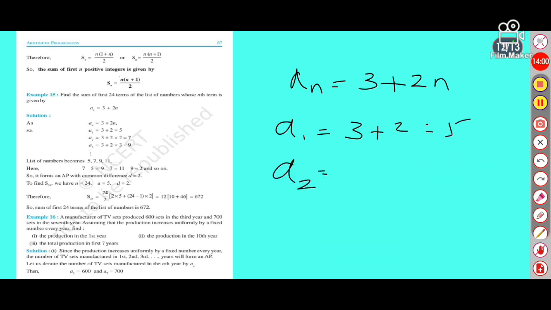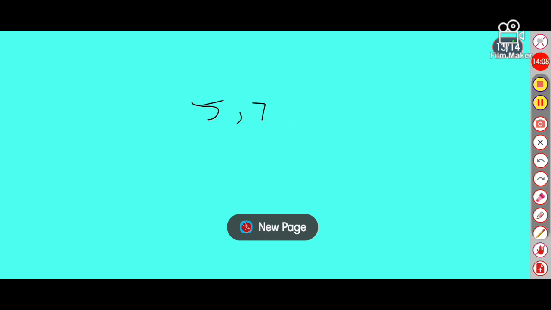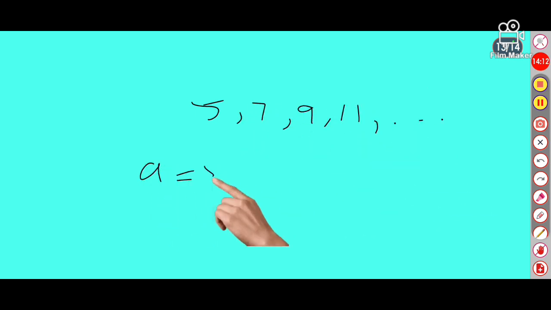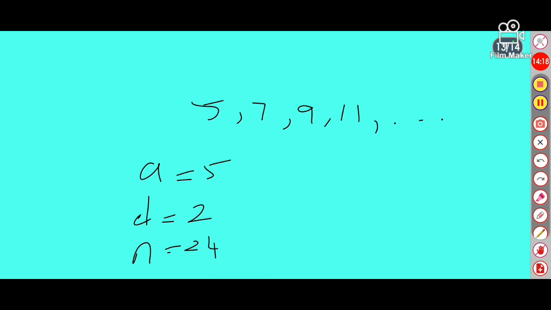a2 is nothing but 2 plus 7, which is 9... a3 is nothing but 2 times 6 plus 3, which is 9. So the sequence goes like this: 5, 7, 9, 11, and it goes on. The a value is 5, the common difference is 2. So we need to find the sum of the first 24 terms. So n is equal to 24, right?